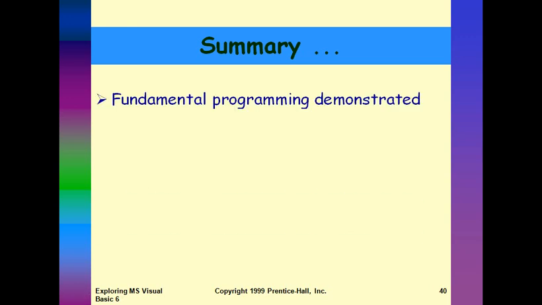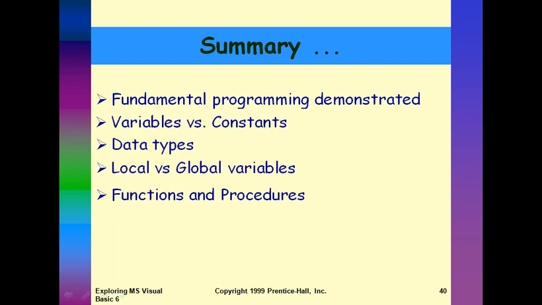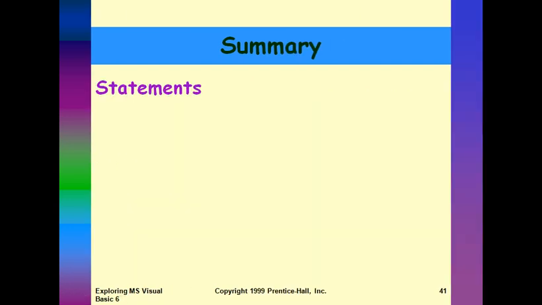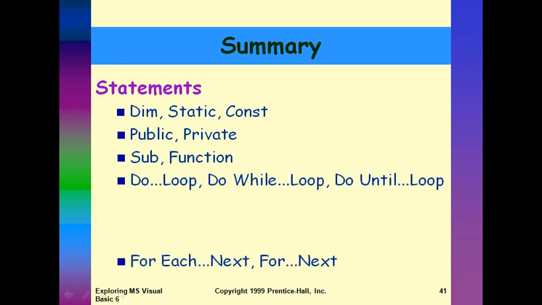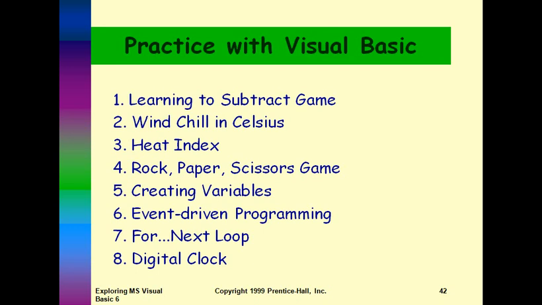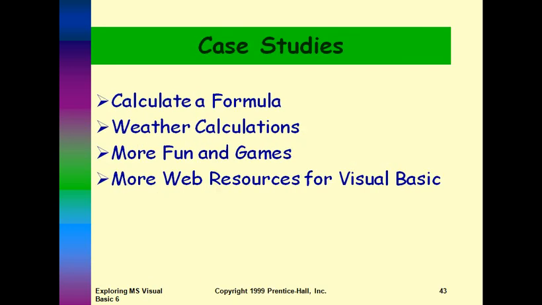Let's now summarize our lecture today. Fundamental programming demonstrated: variables versus constants, data types, local and global variables, function and procedure, control structure. Statements: dim, static, constant, public, private, sub, function, do loop, do while loop, do until loop, for each next, for next, if then, and else, case, select case.